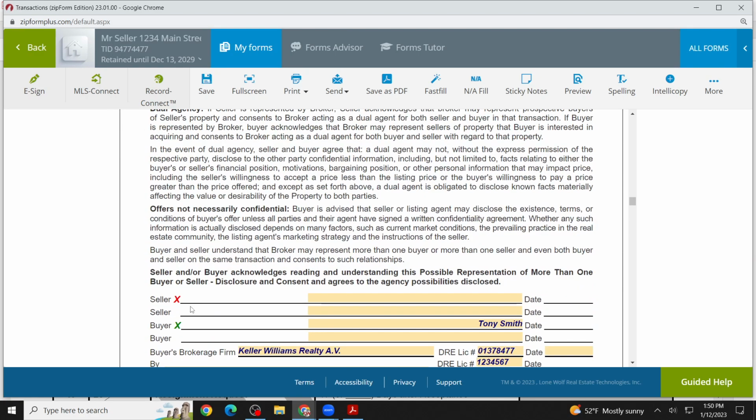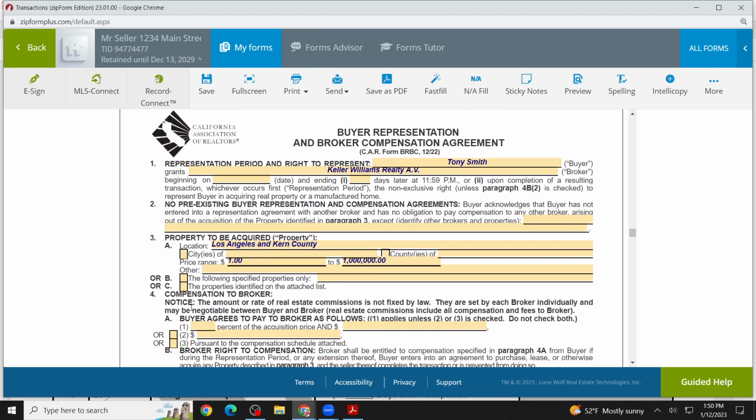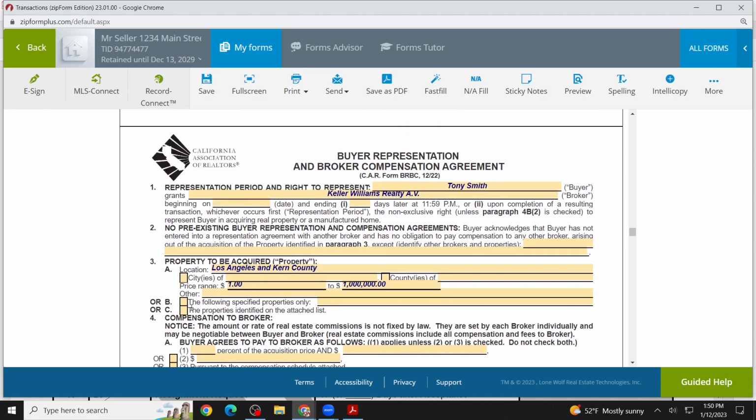So it is now, make a note of it, the BRBC, Buyer Representation and Broker Compensation Agreement. And this is between the buyer and the broker, and then obviously yourself, the agent. Any other questions on this? So you can leave the price range blank also? Yes, absolutely. What about the date? Do you fill out the date? Yes, I give it a year's time.